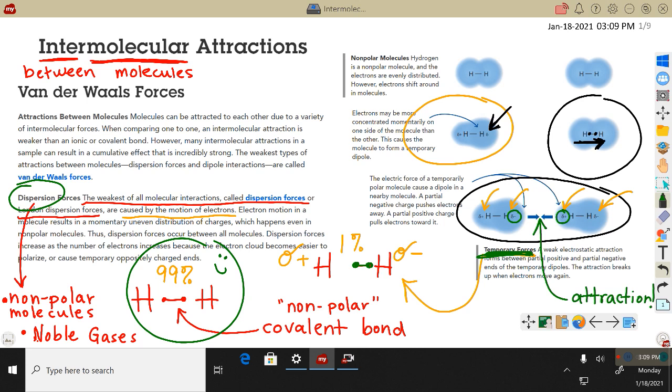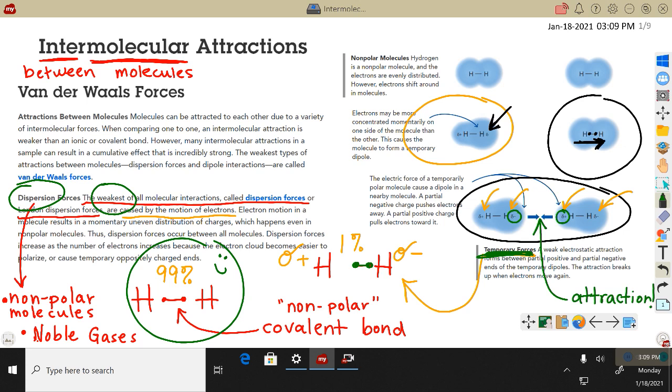Opposites attract. But here's why this is weak. It's the weakest of all the attractive forces. It's the weakest because these partial positive and partial negative charges are temporary. This just doesn't last very long. 99% of the time, we might not have any attractive forces because 99% of the time, those two hydrogen atoms will share the electrons equally. Oh, interesting.